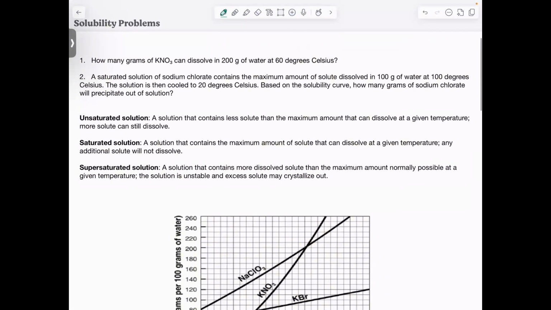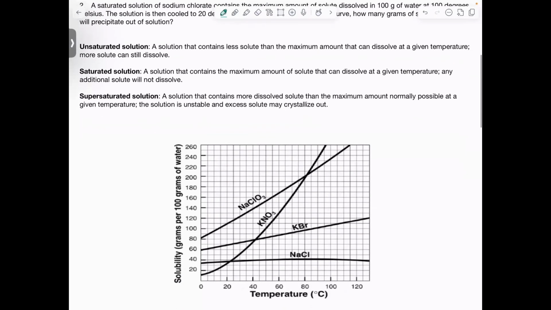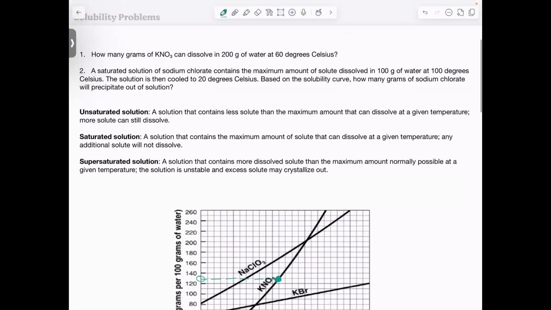Now, reading the graph, I'm going to scooch down again. 60 degrees, KNO3. We can take, I'm going to put that dot again. I'm sitting right at 130. It's nice to kind of mark. You can put a dashed line here, that's sitting right at 130, exactly between 120 and 140. So we'll say that's 130. I'll scooch up here so I can put in 130 grams KNO3, but that's per 100 grams of H2O.